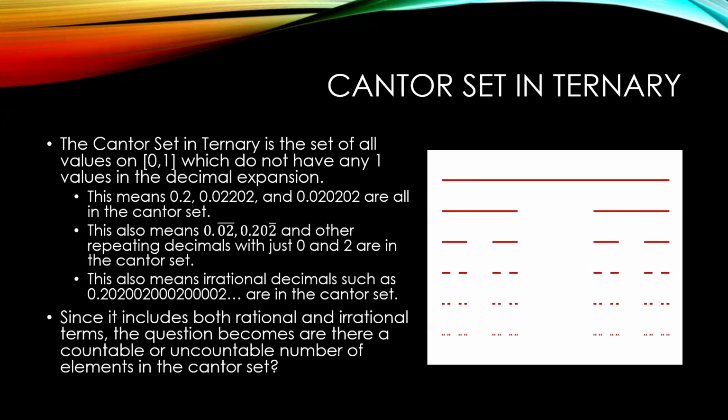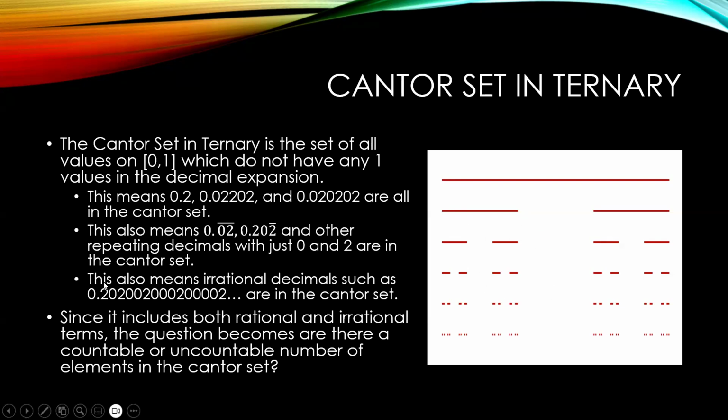And so the Cantor set in ternary is the set of all values on 0, 1 which do not have any 1 value in the decimal expansion. And so this means 0.2, 0.02202, and 0.020202 are all in the Cantor set. We also have repeating decimals, though. And so that means that 0.02 bar or 0.202 bar and other repeating decimals with just zeros and twos are also in the Cantor set.